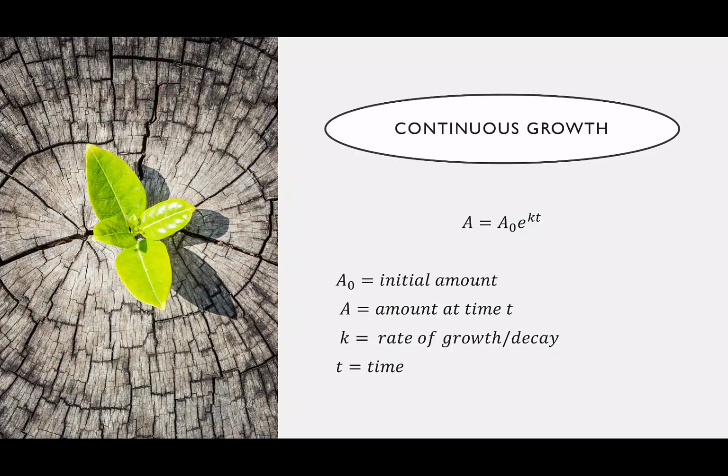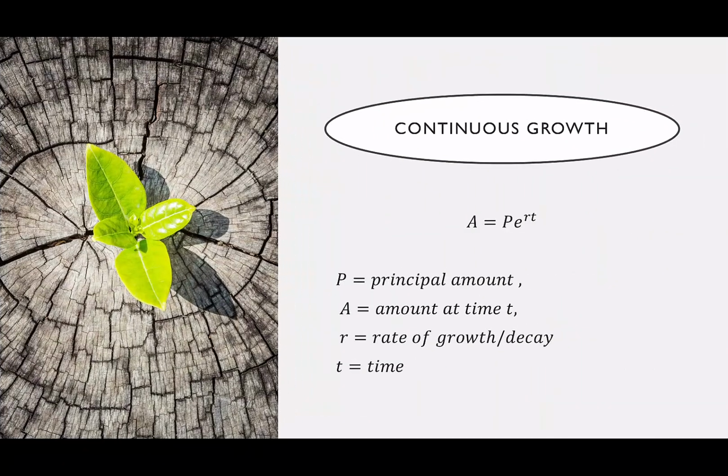The equation we use for continuous growth is A equals A naught e to the kt. A naught is the initial amount that we're starting with when time is equal to 0. A will be the amount we have at some time t. K is the growth or decay rate, and then t is the time. And we really want to pay attention to the unit of time for the particular problem we're solving.